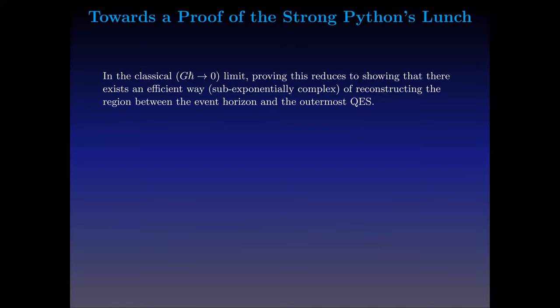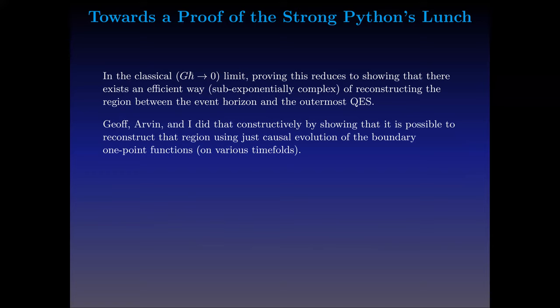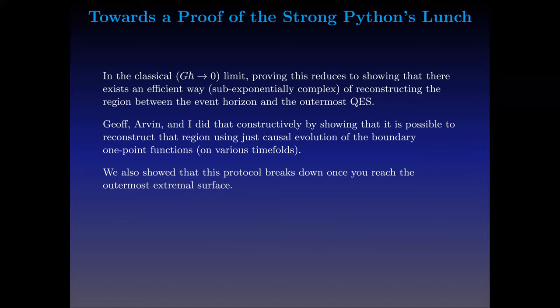So classically, what we might say is, okay, we'll talk about classical extremal surfaces. Let's show that it's possible to simply reconstruct everything between the event horizon and the nearest extremal surface. This would be enough to prove the strong Python's lunch proposal in the strictly classical limit. And we were actually able to do that constructively by showing that you can use a glorified version of HKLL, by allowing yourself to impose arbitrary boundary conditions, to causally reconstruct the region behind the event horizon up to the outermost classical extremal surface. And I want to emphasize, this is strictly classical. This is a very classical construction. We also showed that this protocol breaks down once you reach the outermost extremal surface, so that you really get up to that one and no further, which is confirmation of both the original and the strong Python's lunch proposal in the classical limit.